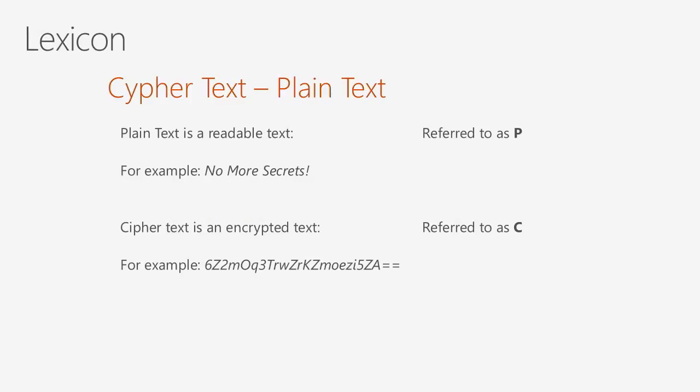So, the first thing I'd like to introduce you to are the terms P2C and C2P. P is a term that's used for plain text. C is a term that's used for ciphertext. Plain text goes through the sausage machine and comes out as ciphertext. Ciphertext goes through the sausage machine and comes back out as plain text.